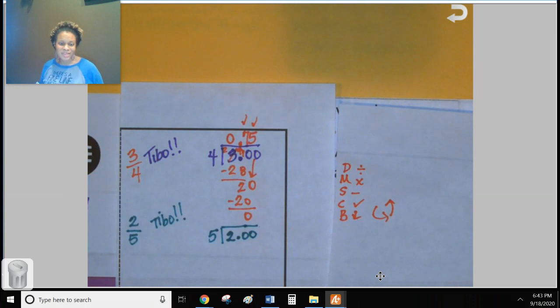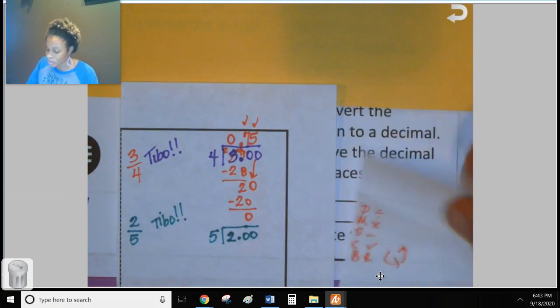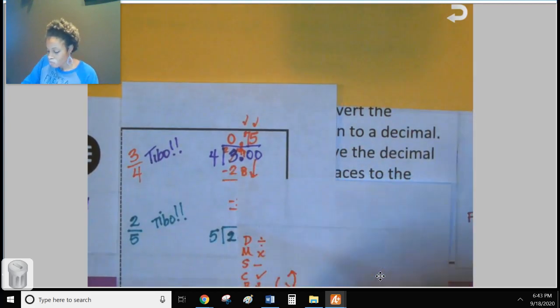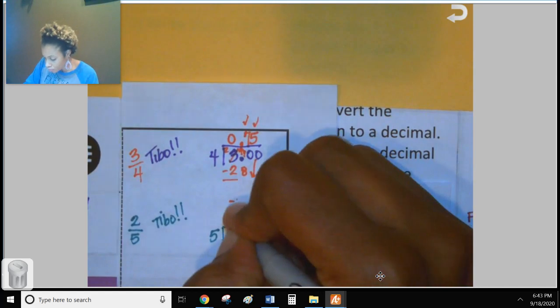All right, let's see if we got it. So this time you should have put 2 in the house with 2 zeros and 5 outside. Can 5 go into 2? 0 times.